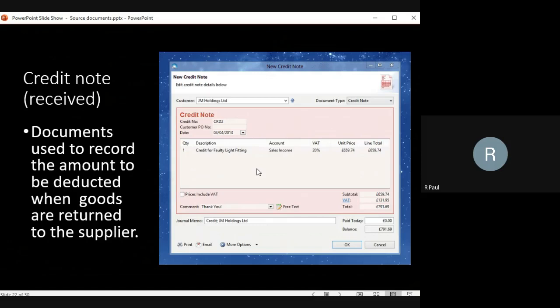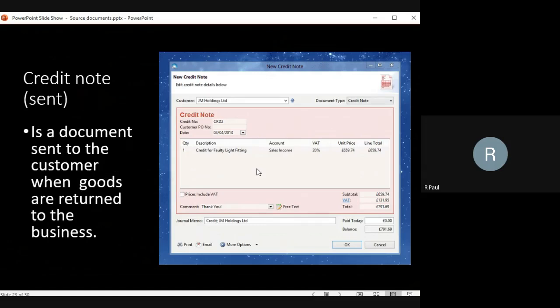The information on the credit note would be the same way. We'll have the description of the goods sent back, the reason for it, also your refund and the total. Next up would be the credit note sent. This is a document sent to the customer when goods are returned to the business. As I said, it depends on which point of view you're sending that. It will either be a credit note sent or a credit note received. So you need to pay close attention, and that information will be the same in containing the credit note.